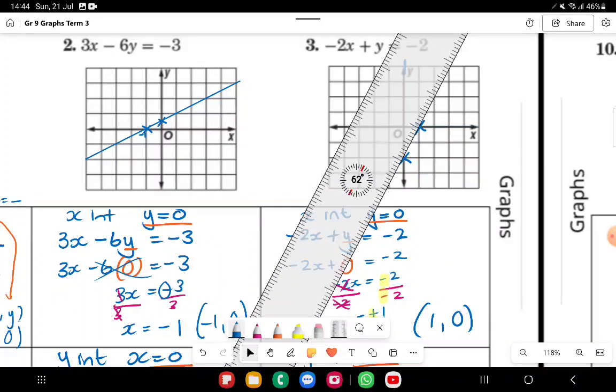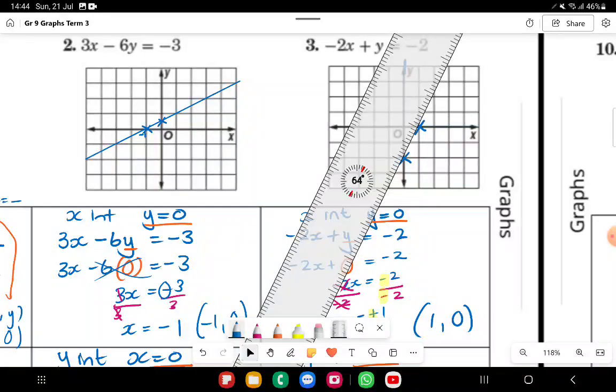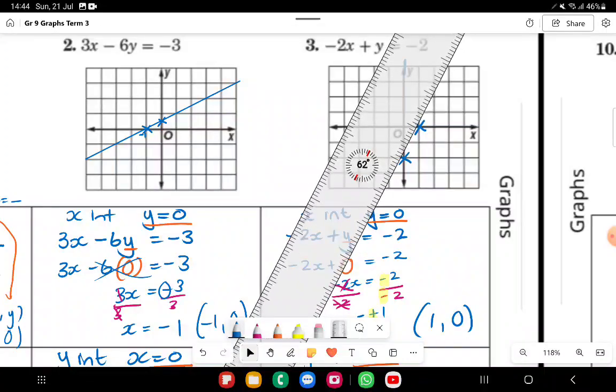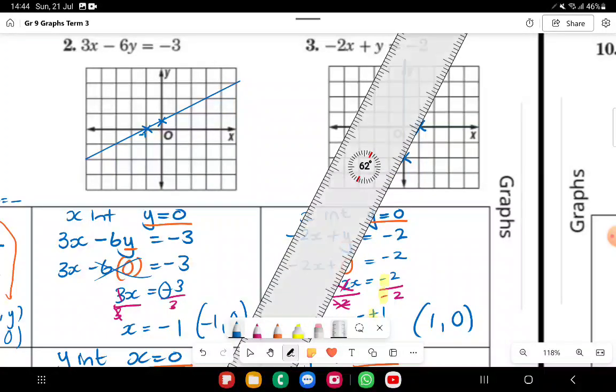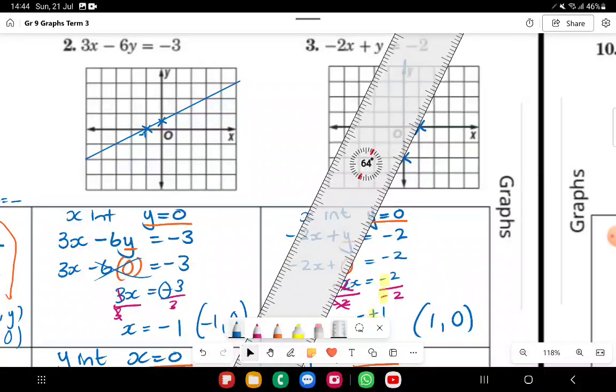If I can convince my ruler to not move, that would be something, don't you think? I think so. Okay, let's see if I can get that one to move. There we go. All right.